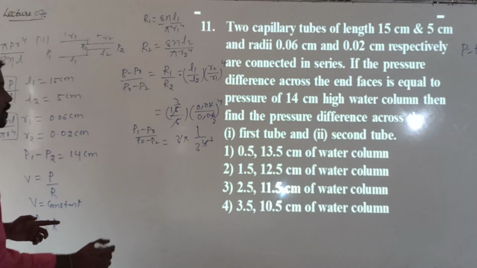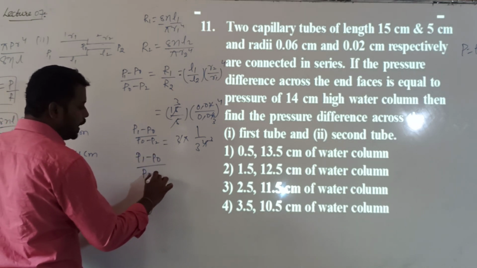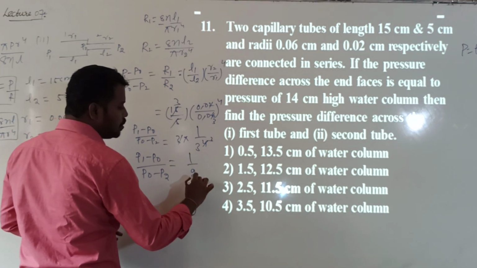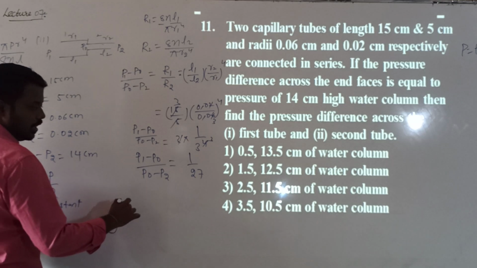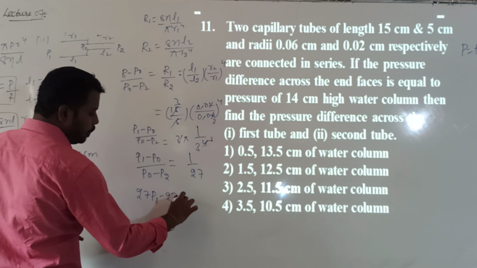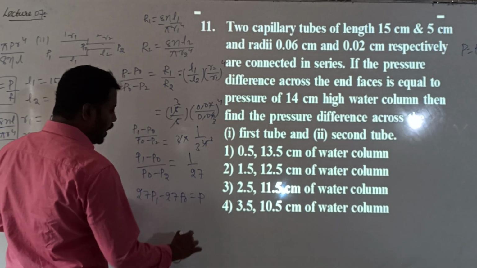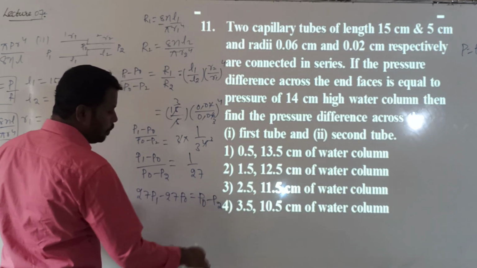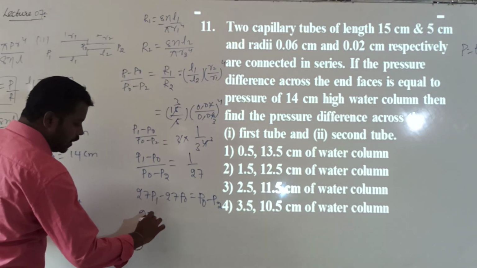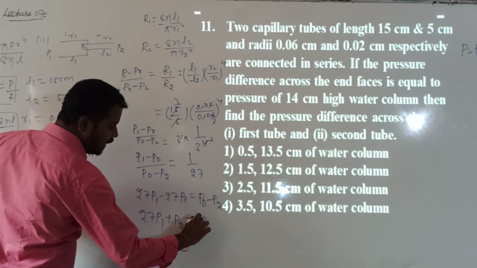Then the answer is given by (P1 minus P0) divided by (P0 minus P2), which will be equal to how much now? This is 1 by 3 cube, which means 27. So simplify this. After simplification, what do I get? 27 into P1 minus 27 into P0 will be equal to P0 minus P2. So from this what can I write? 27 into P1 plus P2 will be equal to 28 into P0.